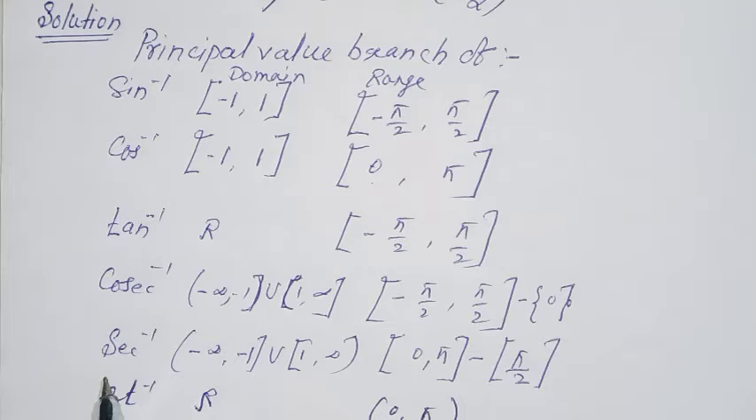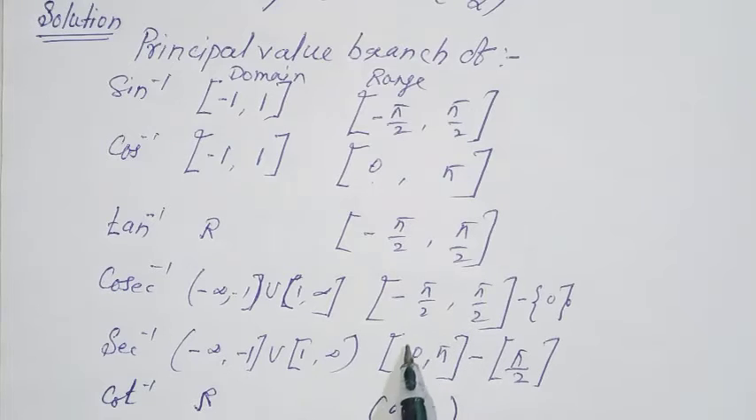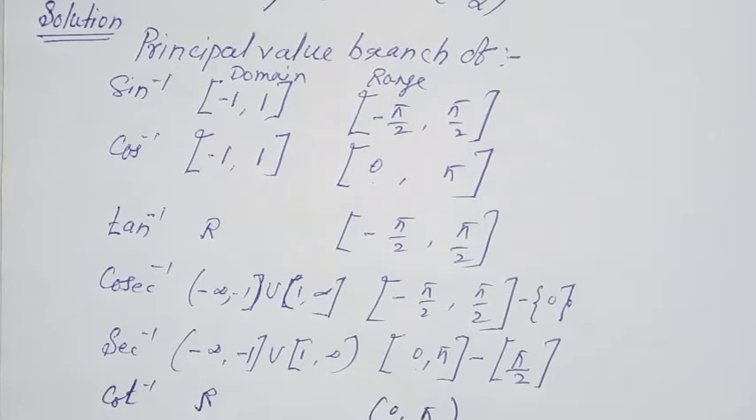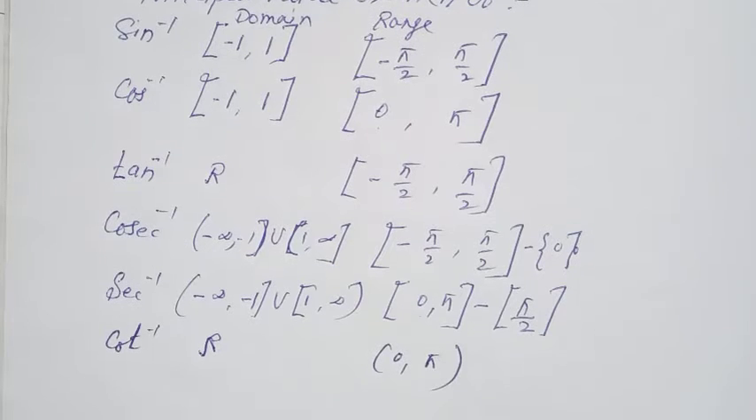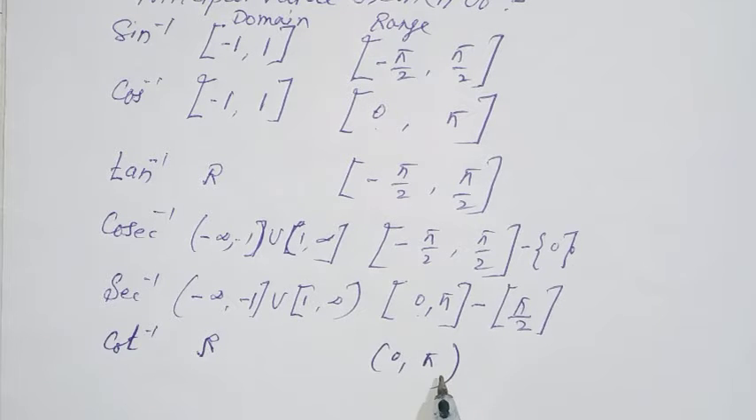So next one is sec inverse: the domain is minus infinity to minus 1, union of 1 to infinity. The range is 0 to pi. Last one is cot inverse: the domain is real numbers, and the range is always between 0 to pi.